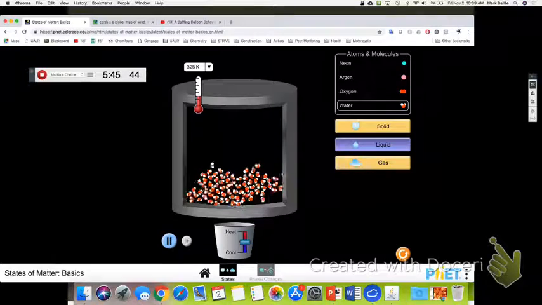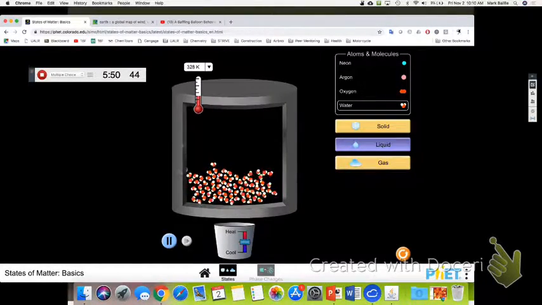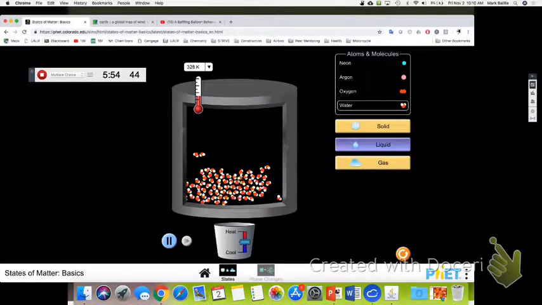So then what's it going to look like when we have all of them as a gas? When we're over 100 degrees Celsius or 373 Kelvin? Talk to your neighbor. What's going to be different about that image when we heat it up past the boiling point?